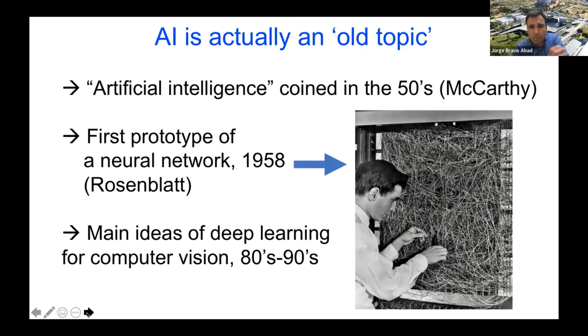AI, the term was coined in the 50s. The first prototype of a neural network actually was developed almost in 1960. Everything was hardware by then. And the main ideas of deep learning actually come from computer vision from the 80s and the 90s.